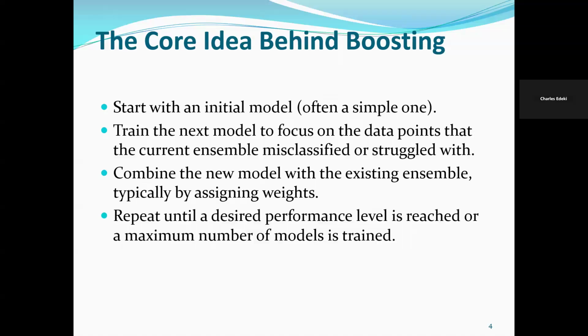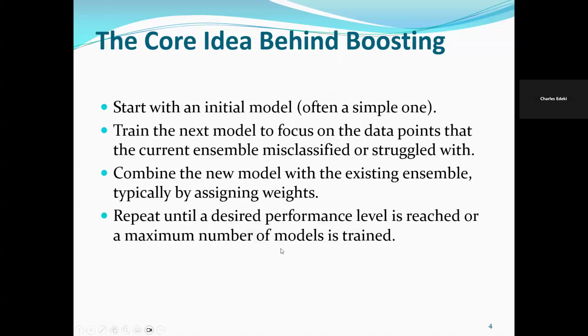Let's wait a few seconds to see if there are any questions. So those are the steps on slide 4. Start with an initial model, often a simple one. Train the next model to focus on the data points that the current ensemble misclassifies, or finds difficult, or struggles with. Then combine the new model with the existing ensemble, typically by assigning weights. So a good doctor will be given more weight, a bad doctor will be given less weight. Then we repeat until the desired performance level is reached. So that's boosting.